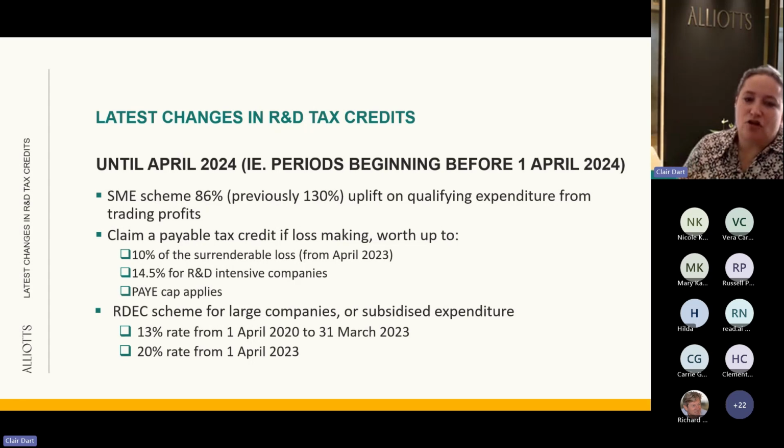So if the company chooses to go for cash repayment, they can claim 10% of the surrenderable loss, and we'll look at that calculation later, or 14.5% for an R&D intensive company meeting the definition. The 14.5% rate was applicable for all companies prior to April 23. So that's a rate that's also changed. That's been cut back. We also mentioned the RDEC scheme before, which gave us an above the line credit of 20%, and previously this was 13%.